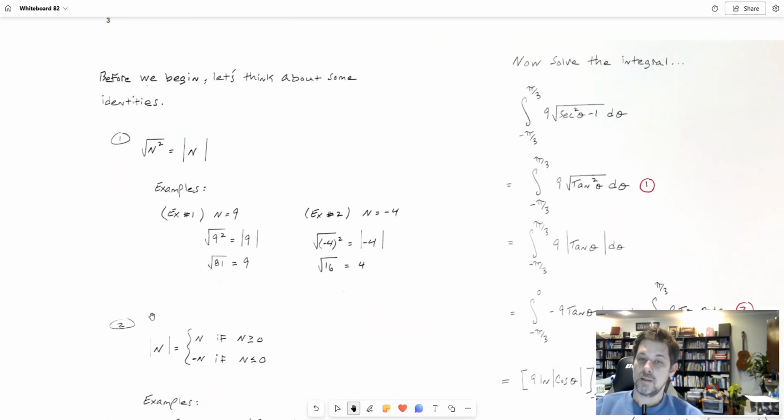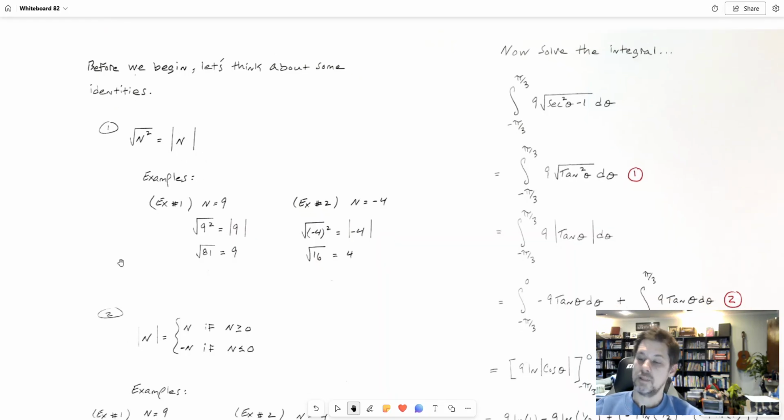It deals with identities involving square roots of squares and absolute value. So the first thing is this. What do you think the square root of a number squared is? It would be easy to think that the square root cancels the square and that the square root of a number squared is the number. But notice I put in this identity that the square root of a number squared is the absolute value of the number. Why did I do that?